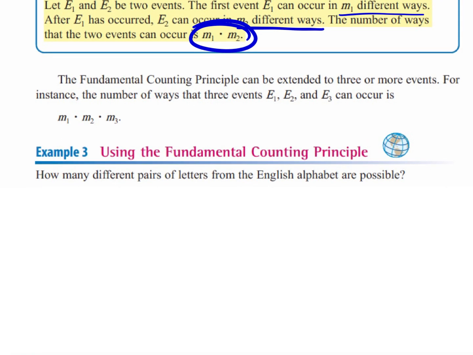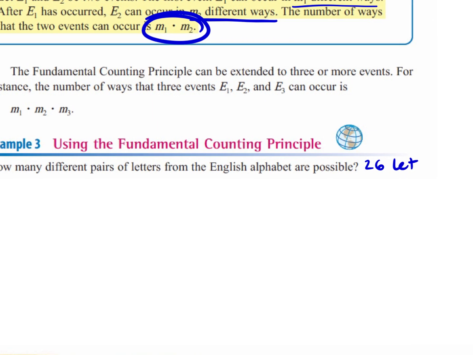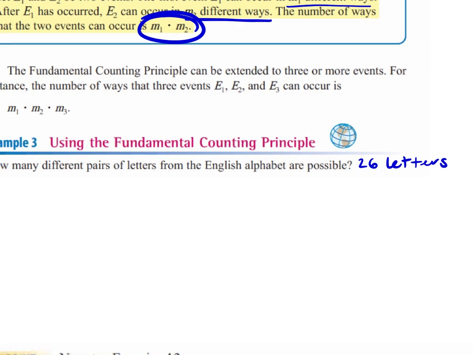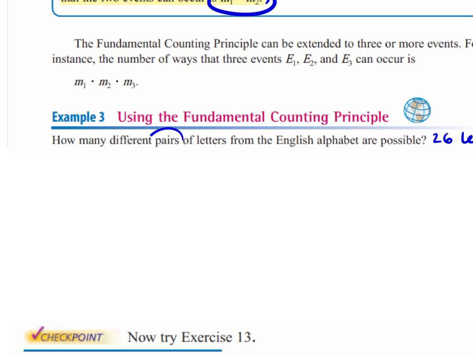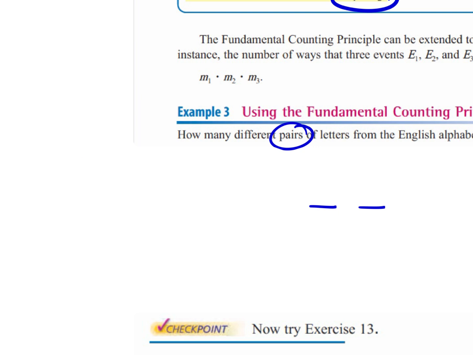Another thing that is common knowledge, let's look at example 3. It says, how many different pairs of letters from the English alphabet are possible? Well, how many letters total do we have in the English alphabet? 26 letters. So it's asking how many different pairs of letters can we have? How many are in a pair? 2. So if we wanted to, we could say our first pair is A and A, then A, B, A, C, A, D, but this would take us all day, because once we get through all the A's, then we would have to say all the B's, all the C's.